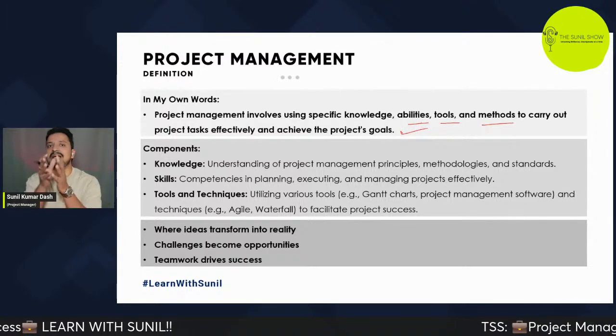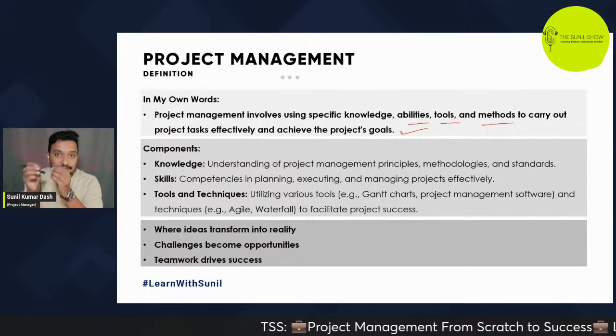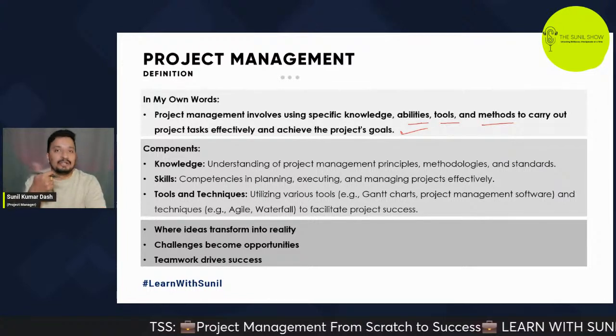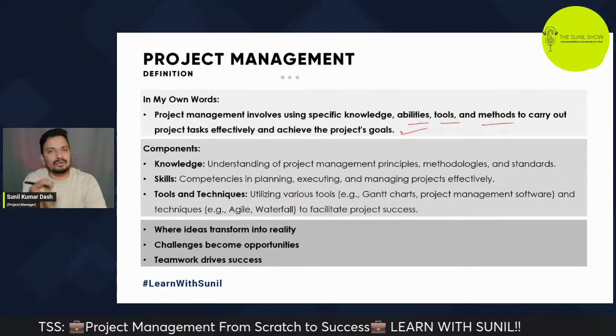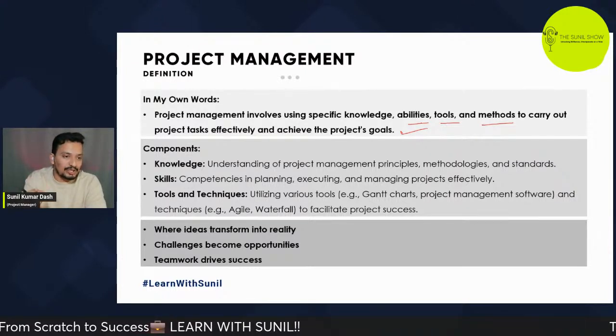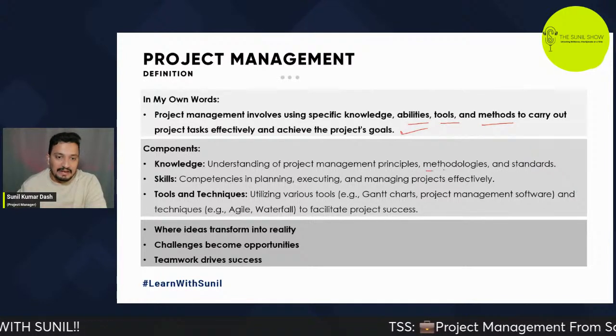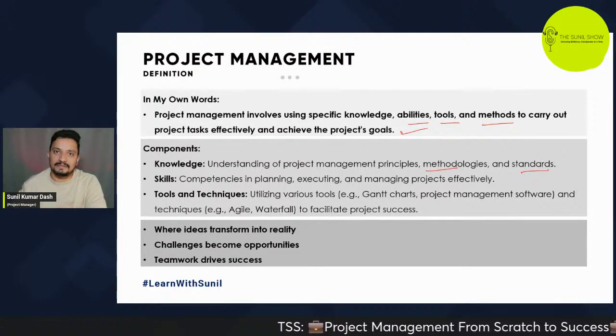Now, when we try to understand the different components that we have in project management, the first component is knowledge. Without knowledge, we can't do anything, right? Similarly, here in project management, we require knowledge. So, what kind of knowledge? Understanding the project management principles, methodologies, and standards.